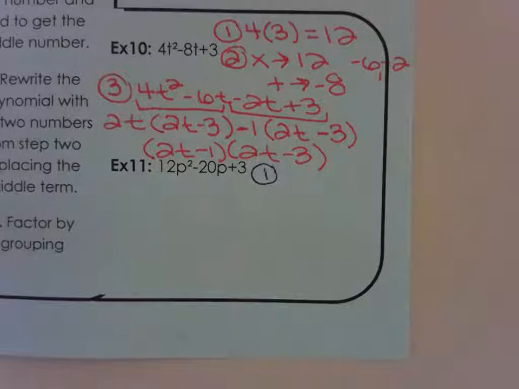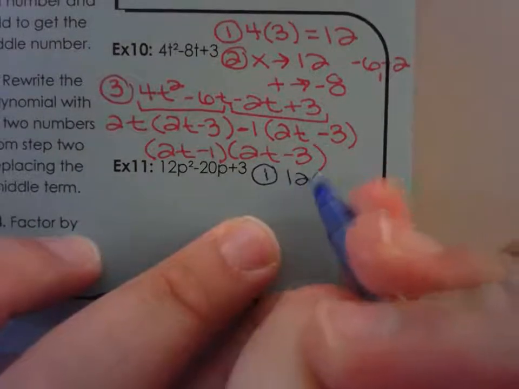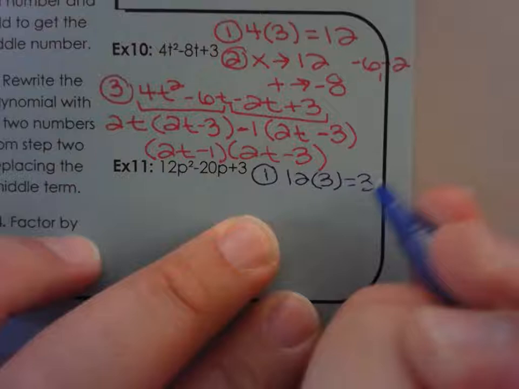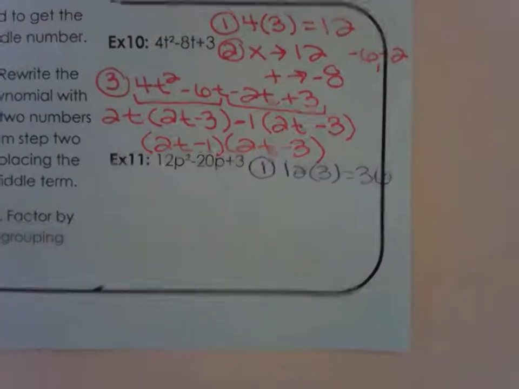First step, 12 times 3, 36. Again, you don't have to write that step down, but I'm going to put it in the notes so you see where I'm getting numbers from.